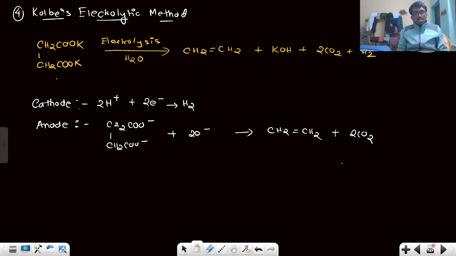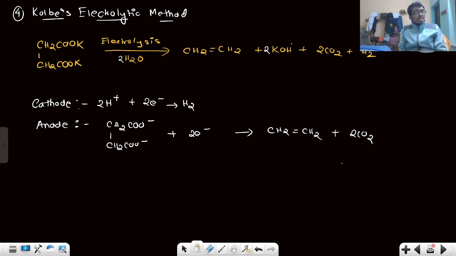Now balancing also you have to do, right? So here we will put a 2. 2CO2 is already there. Hydrogen: 4 plus 2, 6 hydrogen. 2 plus 2 is 4, 6, 8. How many over here? 4 plus 2, 2 plus 2, 4. So I will put 2 over here. 1, 2, 3, 4, 5, 6. Done. Clear? Balancing done.